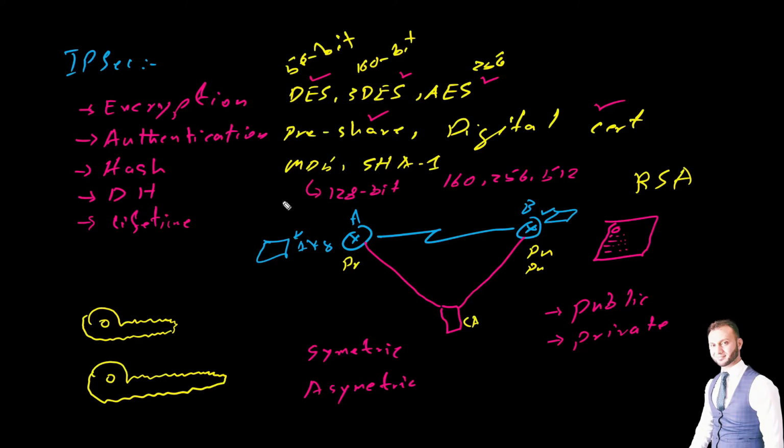Let me clear the screen. The first step is to configure an IKE phase 1 policy, which is Internet Key Exchange, and it uses a protocol called ISAKMP, which is Internet Security Association and Key Management Protocol, and it uses UDP port 500.